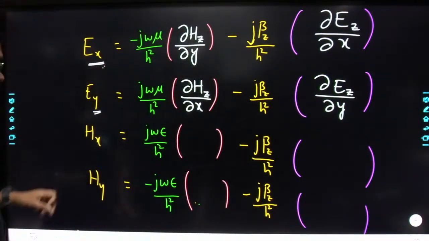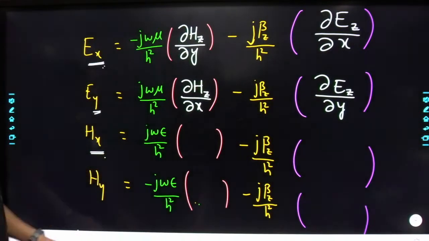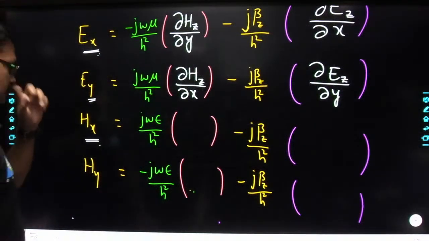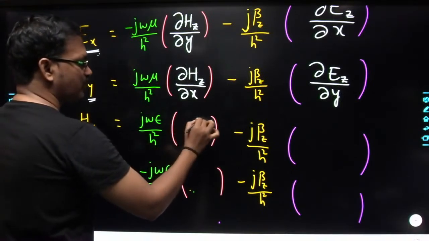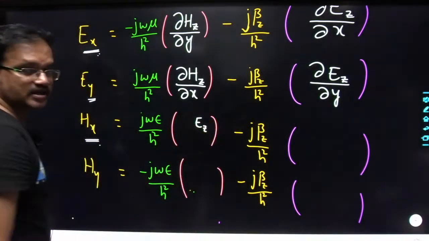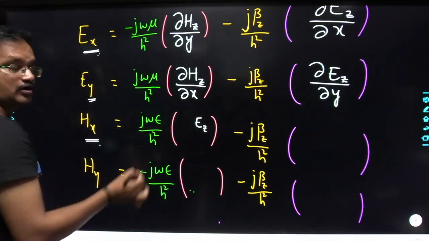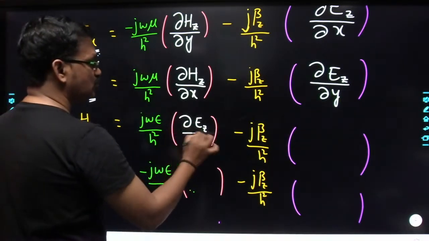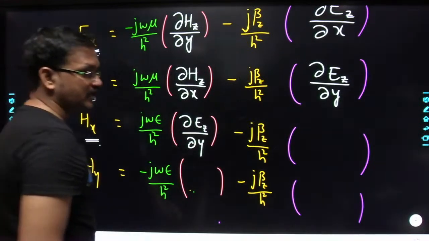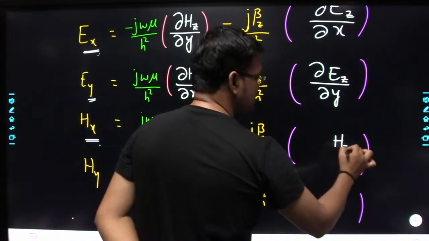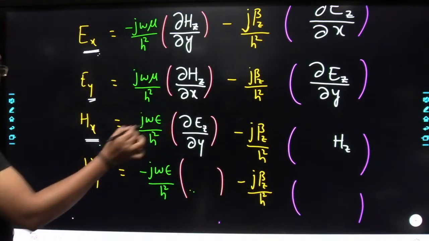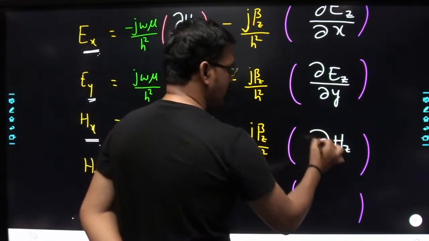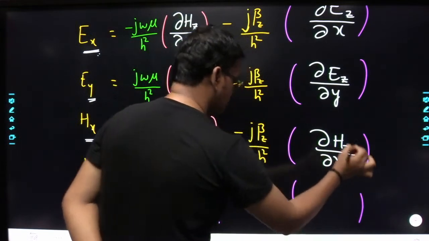Next you are writing for Hx here. So how can you write for Hx here? Differentiate the z component of the electric field with respect to what? With respect to y. So that is ∂Ez/∂y. Next, here differentiate the z component of the magnetic field with respect to what? With respect to x only. Okay, so that is ∂Hz/∂x, right?